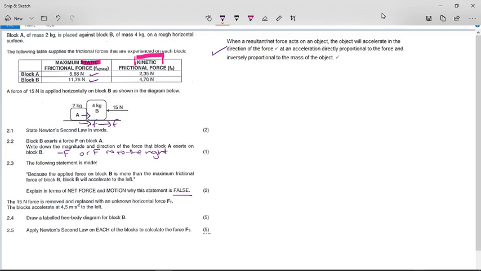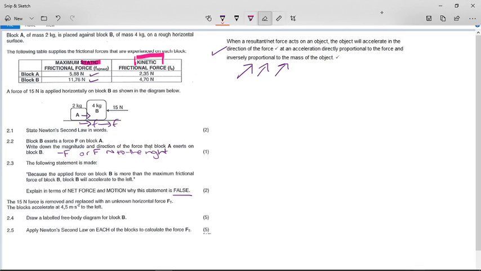But the memo was just fine with saying there's no net force, and so the block is not going to accelerate. So basically you've just taken this second law here and you have said, okay, if we're not accelerating, it must mean there's no net force if there's no motion.